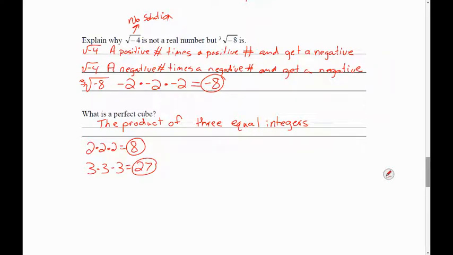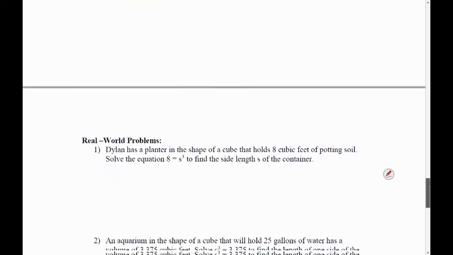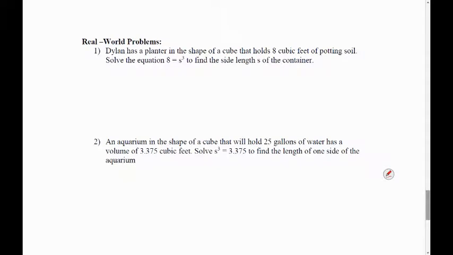So, a little word problem here on the back side. It says Dylan has a planter in the shape of a cube that holds 8 cubic feet of potting soil. It says solve the equation 8 equals s to the third power to find the side length s of the container. So just like what we did with the square root, to get rid of a square we took a square root. Now we want to get rid of a cube, or a power of 3.